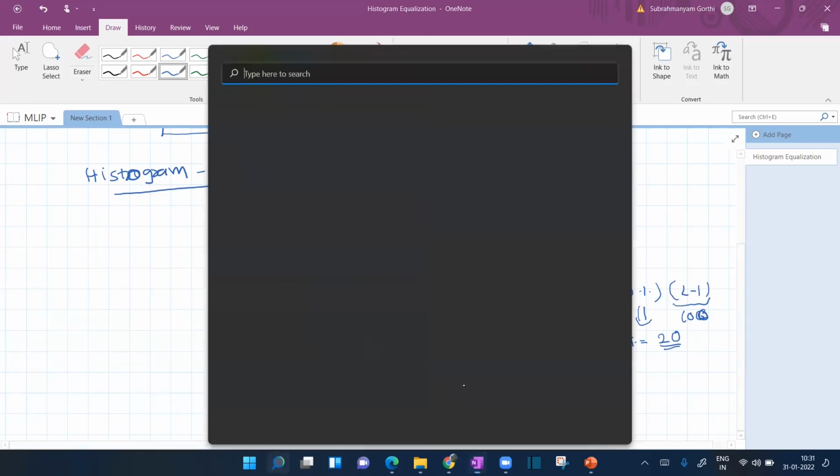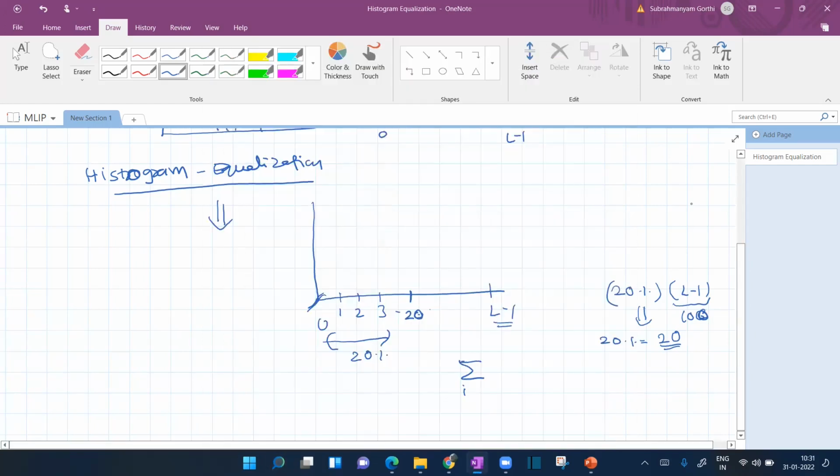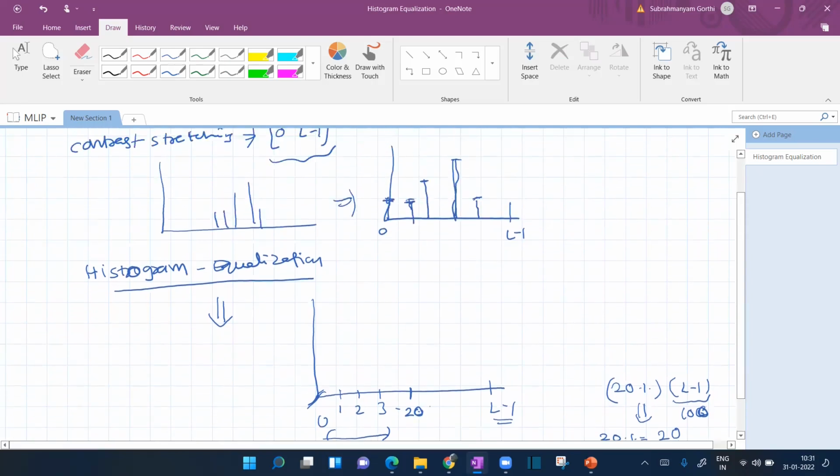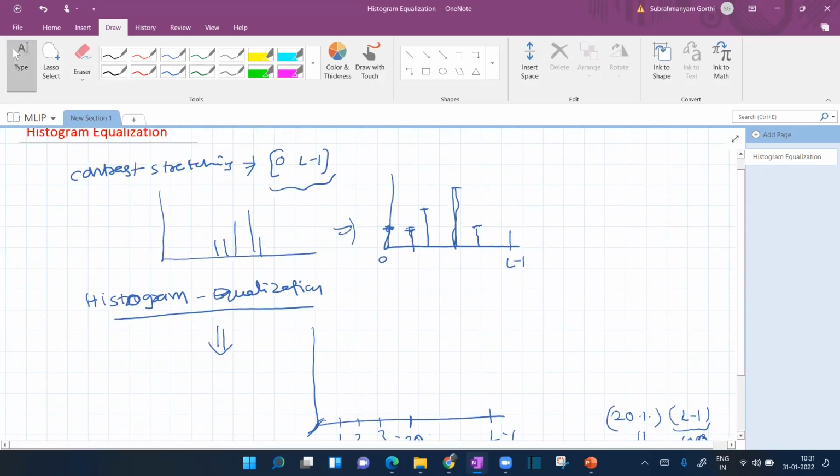By the way, are you clear that if I give you a histogram, you can convert it into a probability density function? This I want you to answer first. I give you a histogram, and I want you to transform it into a probability density function. How will you do that? Every value we can divide by the total number of pixels.